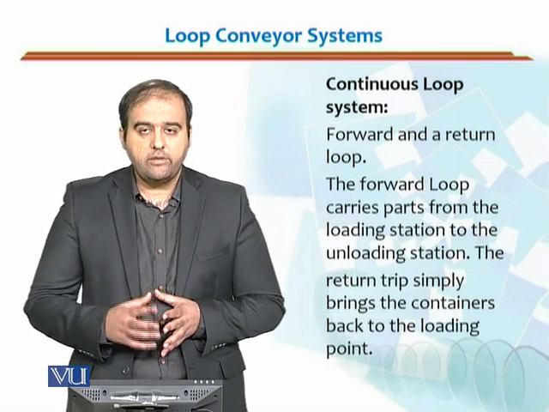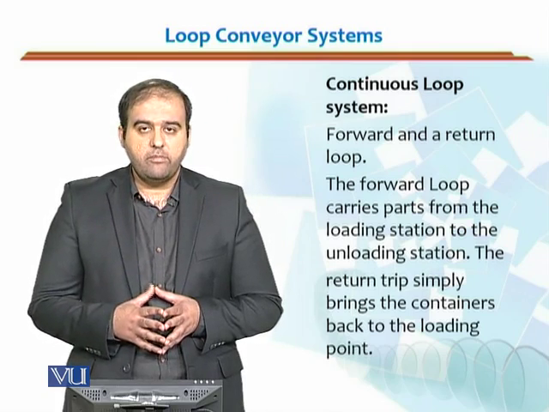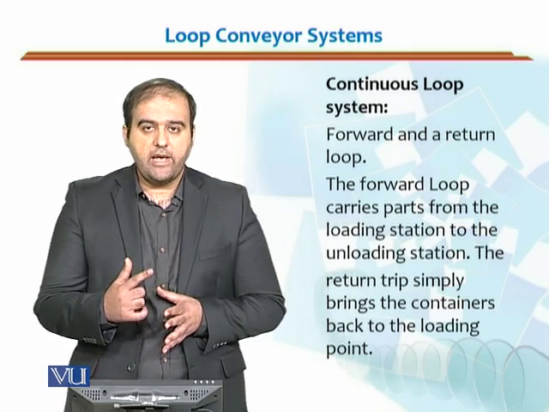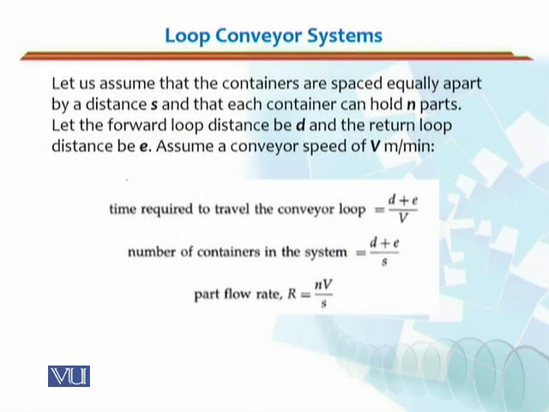The forward loop would be taking the loaded containers to the unloading station, but from the unloading station the return trip will actually just bring the empty containers. For a description of a loop conveyor system, let us assume that the containers are spaced equally apart by a distance s, and that each container can hold n parts. Let the forward loop distance be d and the return loop distance be e. Assume a conveyor speed of v meters per minute.